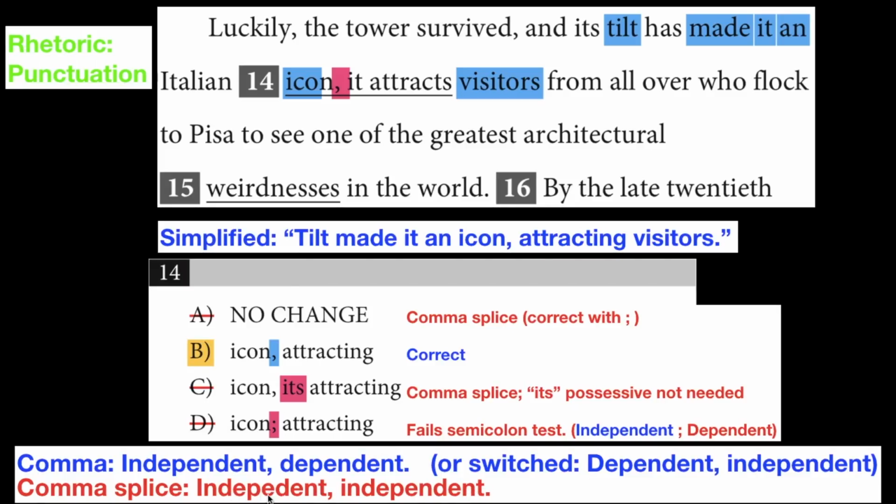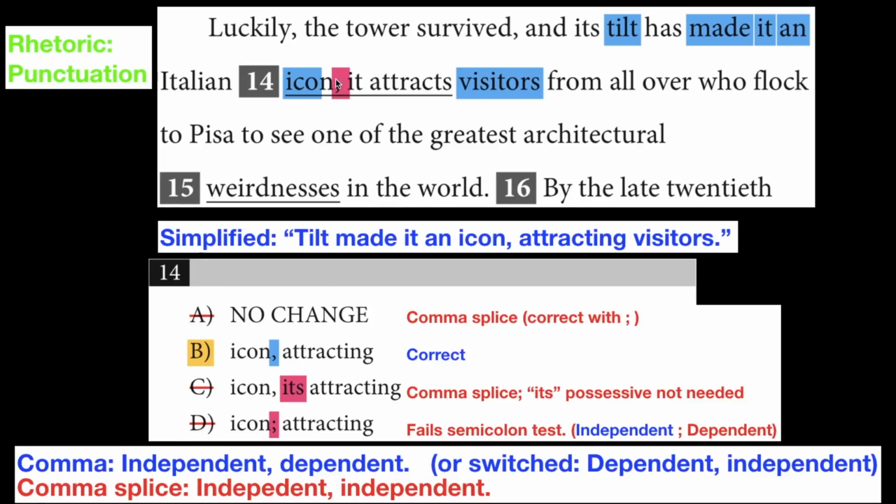If you have a full and complete set of words that could stand on their own as a sentence here, and then the same thing after it, what you need is a period. Just put a period here. You have a sentence and a sentence, or at the very least a semicolon. But you should not have a comma. That's what's called comma splicing.